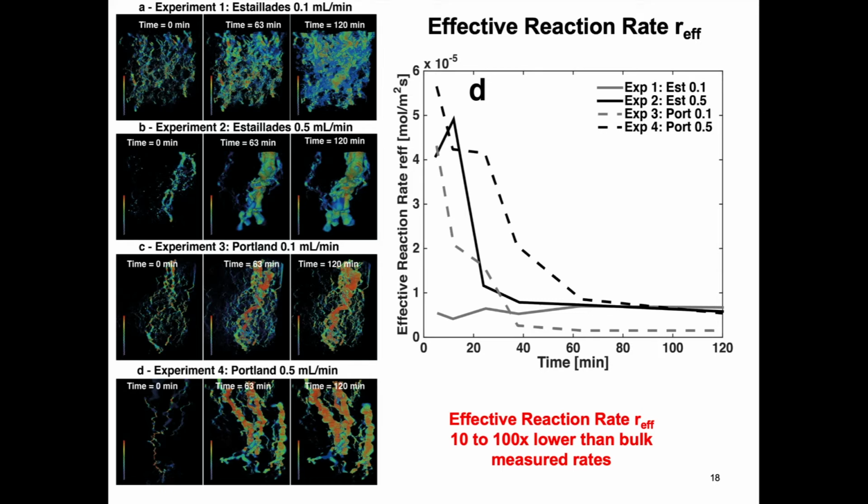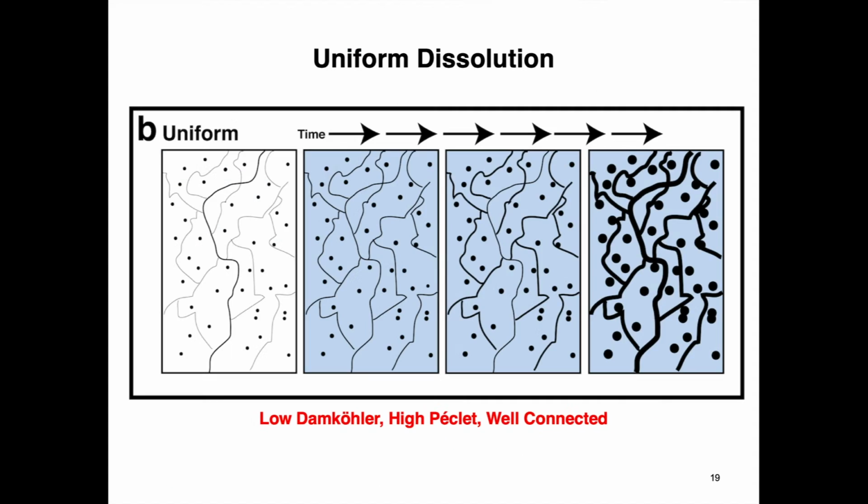This is a schematic of uniform dissolution, where we see the rock in white, pore space in black, and the presence of reactive fluid in blue. In experiment 1, we observed uniform dissolution, which is what we would expect in a low reaction rate, high flow rate conditions in a well-connected rock. However, in experiments 2 to 4, we observed something quite different.